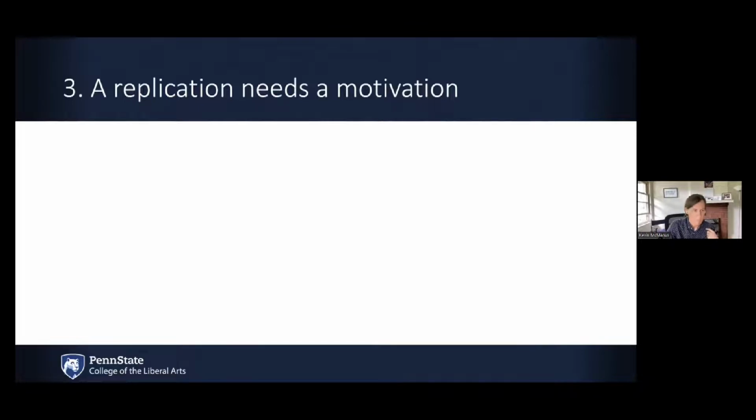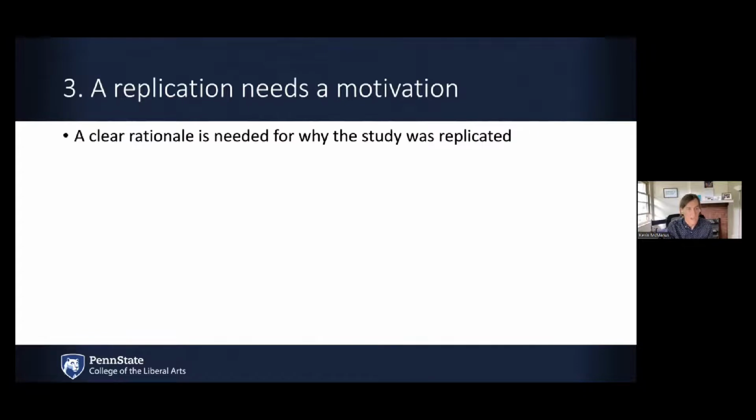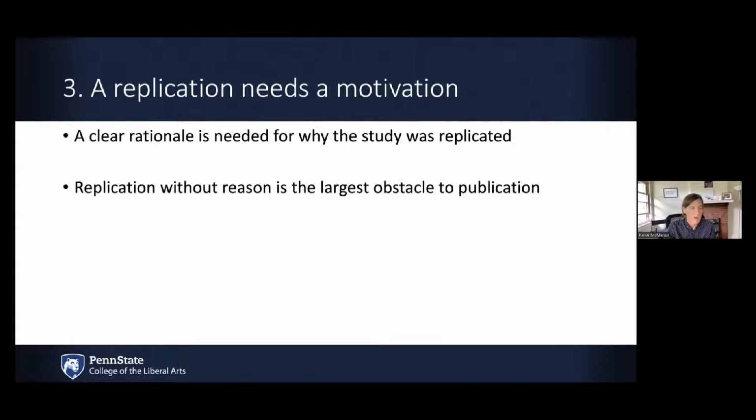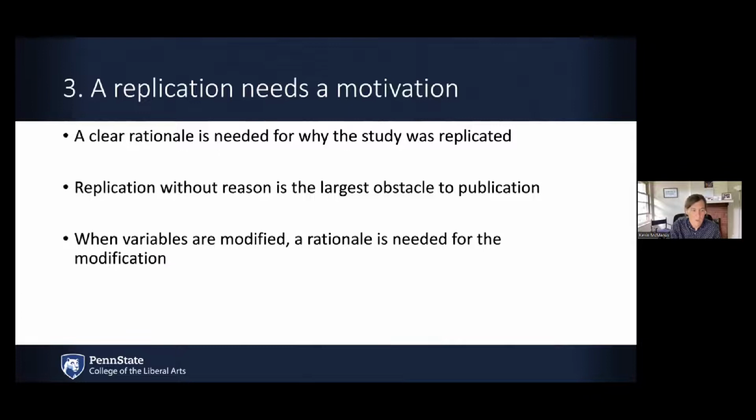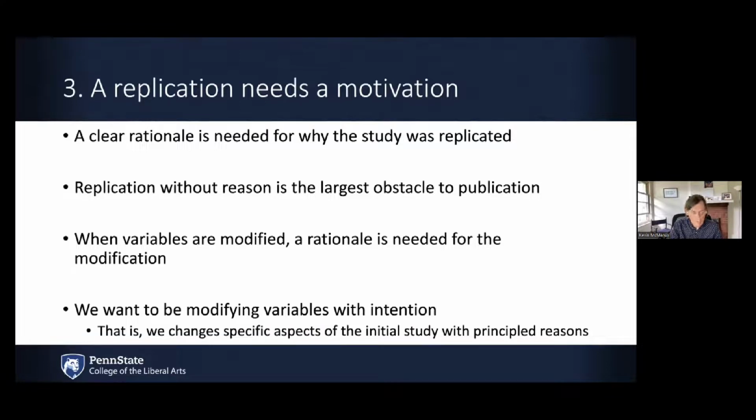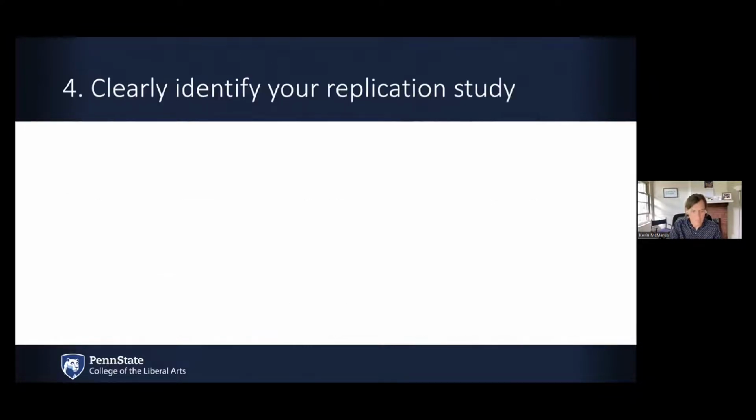The third point, and I've just got one more brief one after this: you need a motivation. When I'm reviewing replication studies, the number of times a replication study lacks a motivation or a rationale for doing the study is surprising, right? You need a reason for doing the replication study, and a replication without reason is the largest obstacle to publication. When variables are modified, we need to explain why and how they were modified, okay? And we want to be changing things intentionally.